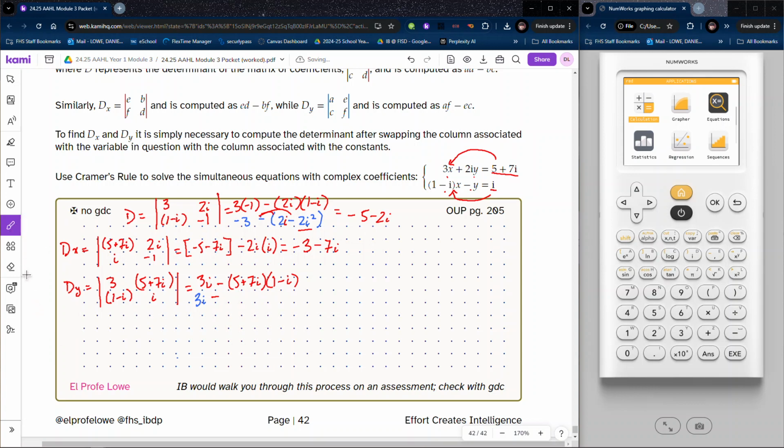Right, and so I will have, in distributing, 5 times 1, that's 5. 5 times negative i, that's negative 5i. Make the i a little bit more clear. 7i times 1, that's going to be plus 7i, and 7i times negative i, that's going to be negative 7i squared.